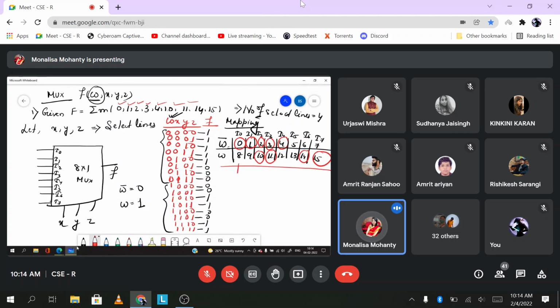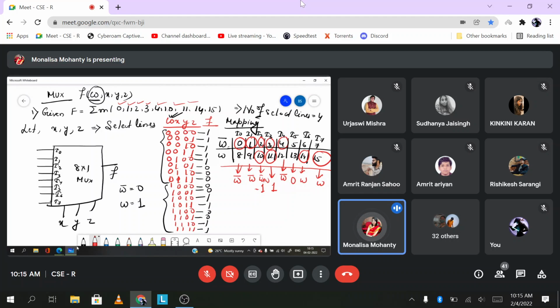For I0, I have circled the W bar value, so I will write W bar. I1 is also W bar. I2, see, it is W bar plus W. Both the components are present, so I will write it as 1. Here also, both the components are present, I'll write 1. This is W bar. None of the components are present, so I5 is 0. I6 will be W and I7 will be W.